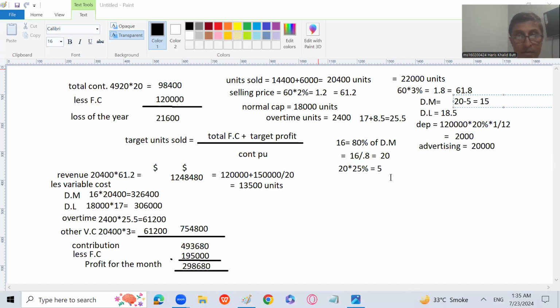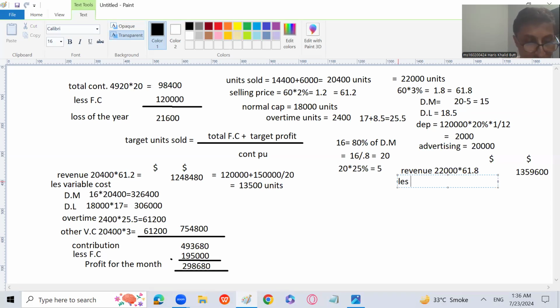So let's calculate, start from the revenue. So revenue is going to be 22,000 multiplied by 61.8 because the units have already been increased and the selling price has also been increased according to the scenario. So let me calculate the revenue for you. That is 1359600, right? The sales is going to be 1359600.